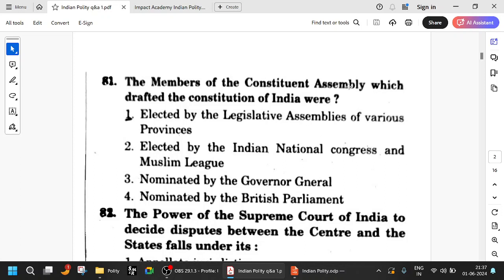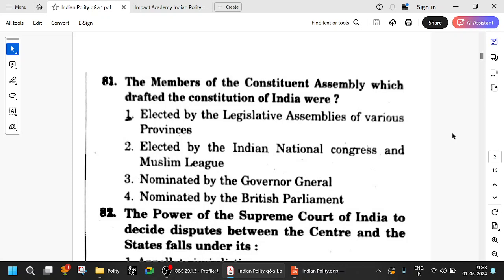So the members of the Constituent Assembly which drafted the Constitution of India were elected by the legislative assemblies of various provinces. When the idea to form the Constituent Assembly came forward, the members of that assembly were elected by the legislative assemblies of various provinces. So already the elections were taking place for various provinces, and people were getting elected.